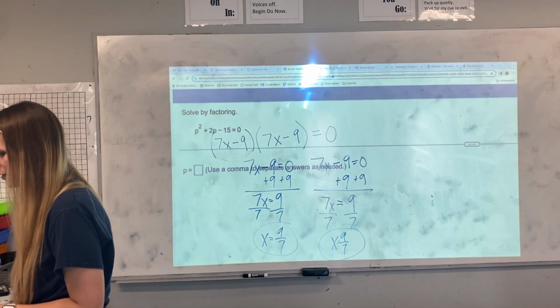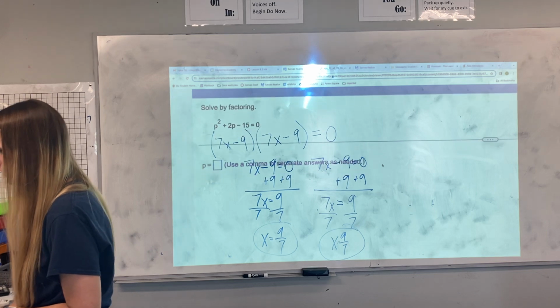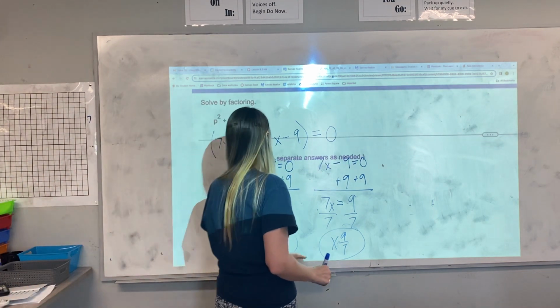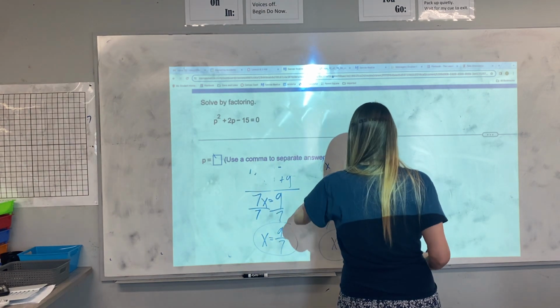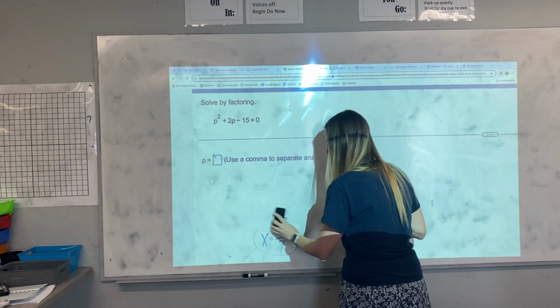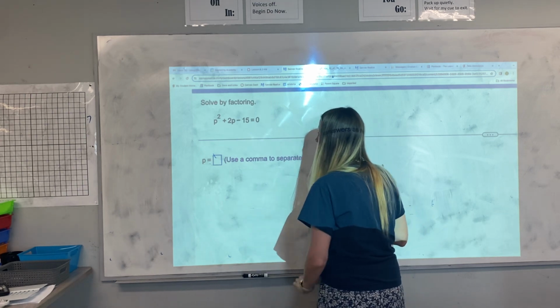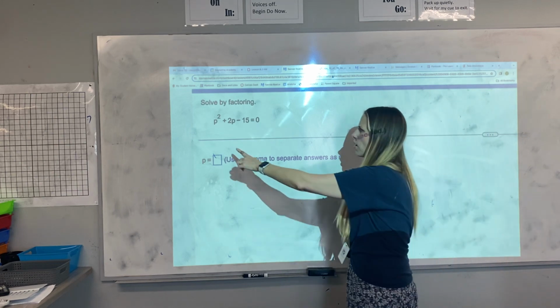Oh my goodness, solve by factoring. Can we factor this? Yes. Let's do it. How do I factor this quadratic equation?